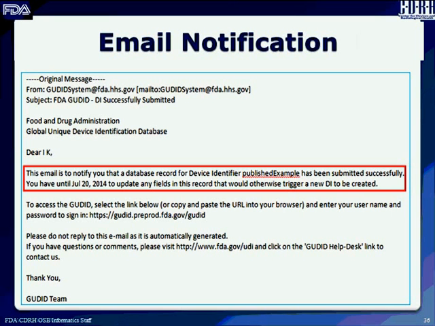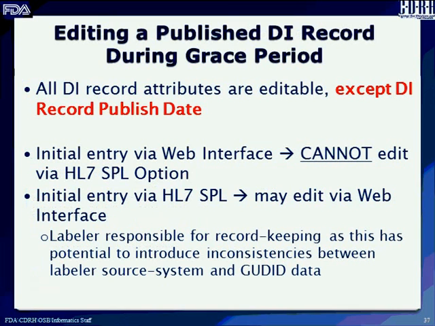Now let's talk about editing. With editing, there are two things I want to call your attention. One thing to note is the attribute editing. What are the attributes that are editable? The second thing to keep in mind is the submission option you use to submit your record and what you can do with regards to editing via the submission option. So two categories, editable attributes and submission options.